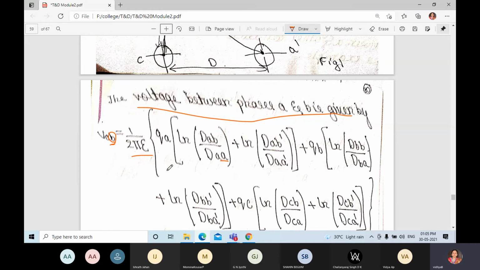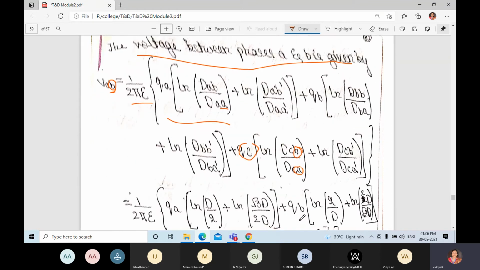When we are writing with respect to A, we have a double circuit with A and also A dash. When we are writing with respect to B, we have B and also B dash. When we are writing with respect to C, we have the charge Q_C and also the distances with respect to C and C dash. We consider B and A terms also: B in the numerator and A in the denominator, D_CB. So the second term, that is the B term, is in the numerator and the A term in the denominator.